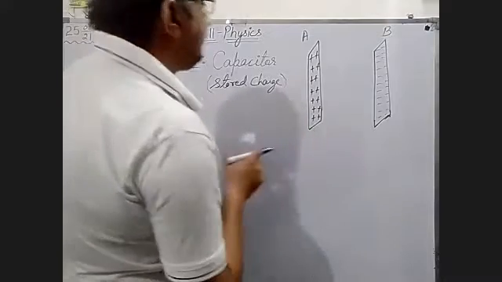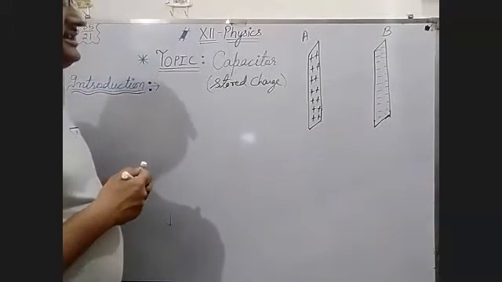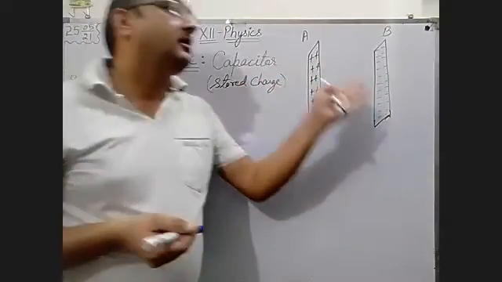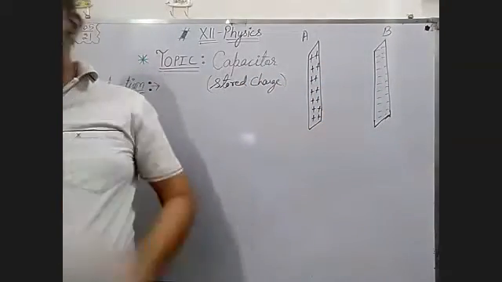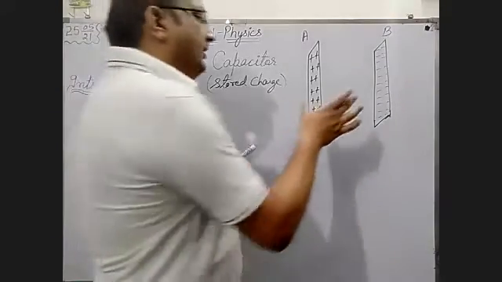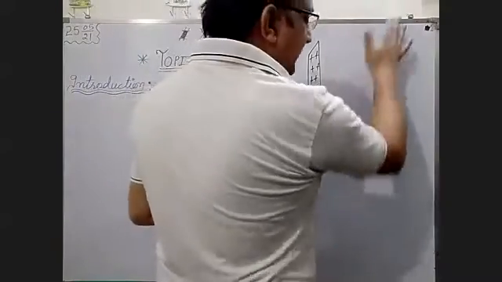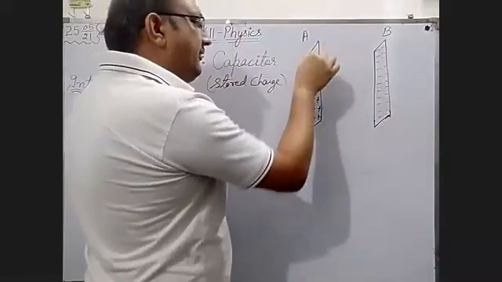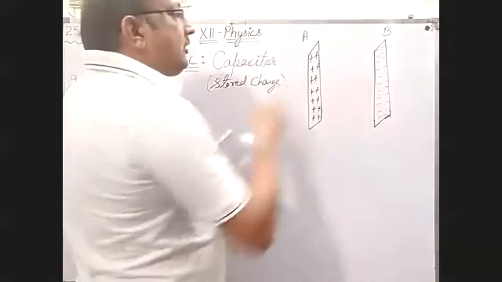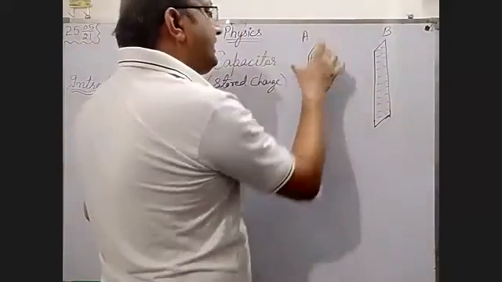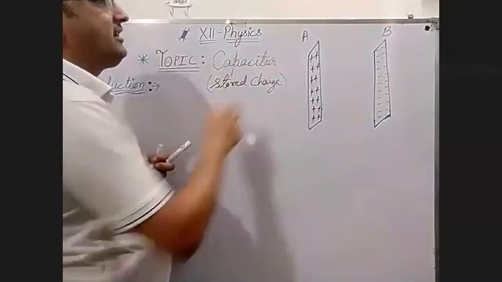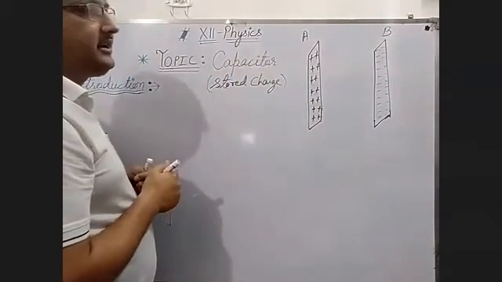You know very well, in the beginning of this chapter you have studied what induction is. One plate is charged and the other one is automatically charged with opposite sign. In this way a capacitor is made. Firstly, if plate B is not there, what happens? We are giving charge to plate A again and again, until plate A has the maximum charge.